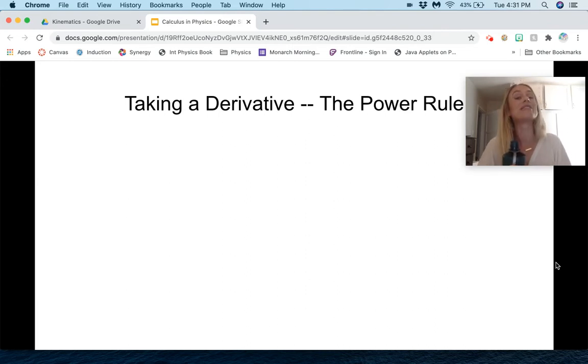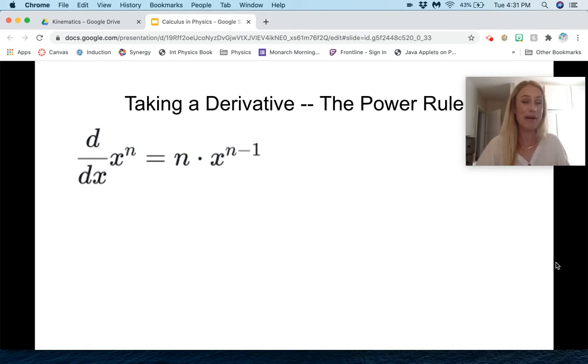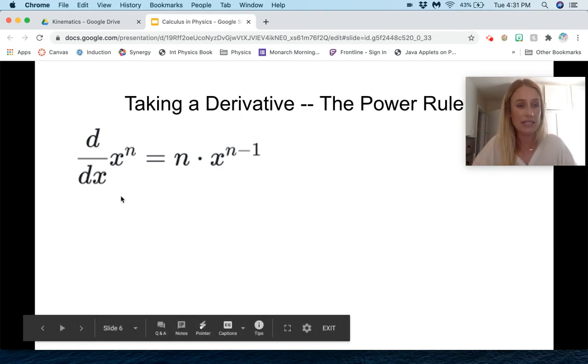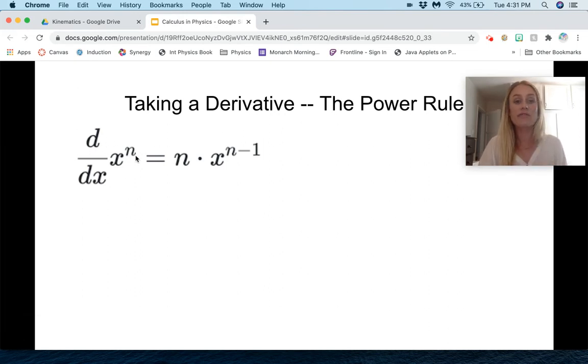So the power rule. This is the power rule. I know it looks really scary. Don't worry, I'll walk you through it. This d over dx, you see this right here, d over dx. What this means is we are taking the derivative of this function right here, x to the nth power, where n just means any number, with respect to x.